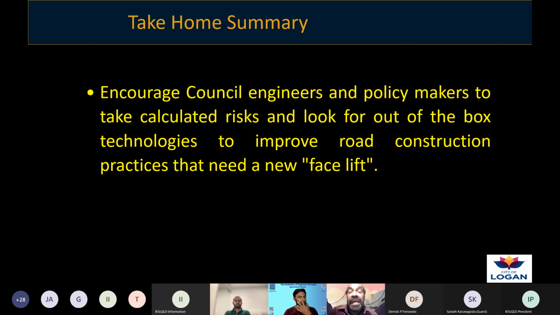And encourage council engineers and policymakers to take calculated risks, look at out-of-the-box technologies to improve road construction practices that need a new facelift. That means we need to take risks as engineers. We have to take risks and then go forward.